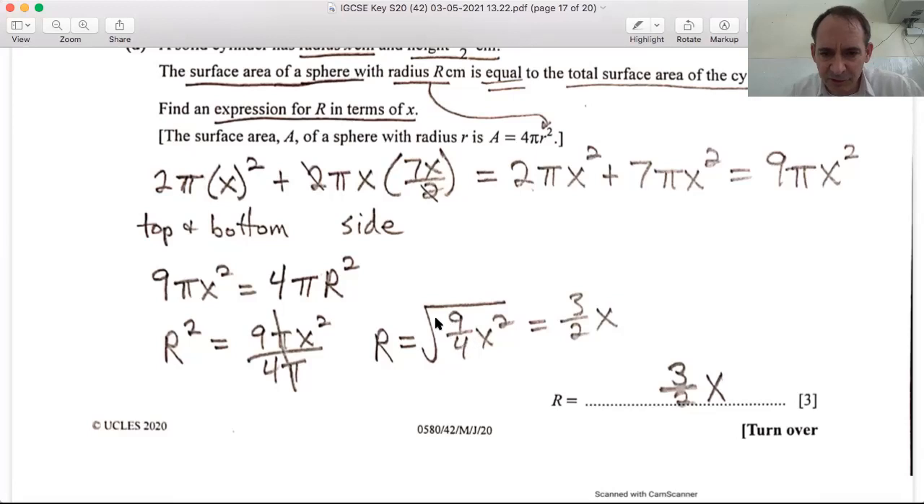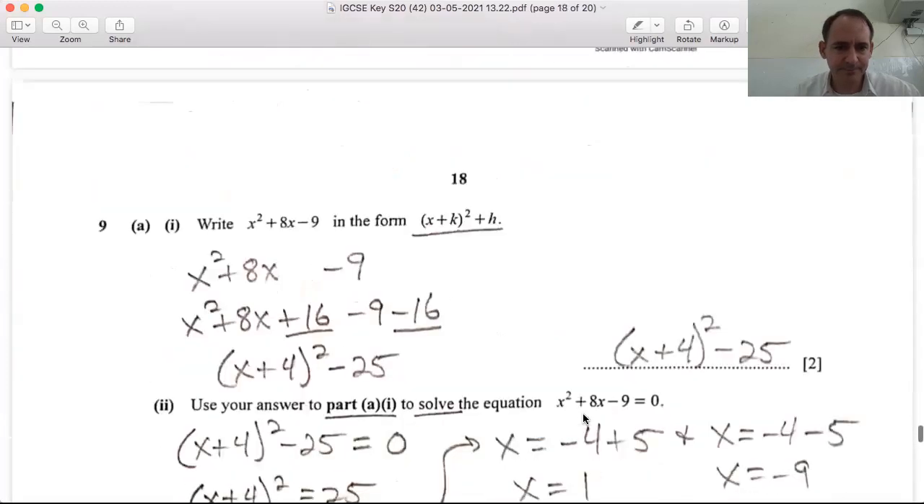And square root does distribute over multiply and divide. So square root of 9 is 3, square root of 4 is 2, square root of x squared is x. So this is the legitimate way of distributing a radical. And so we end up with 3/2 x is our radius of the sphere in terms of x.